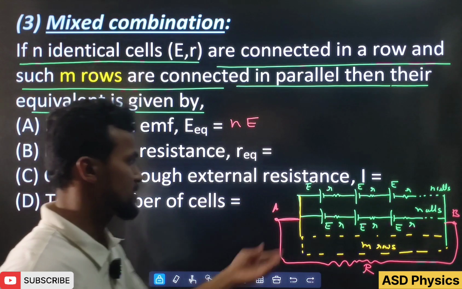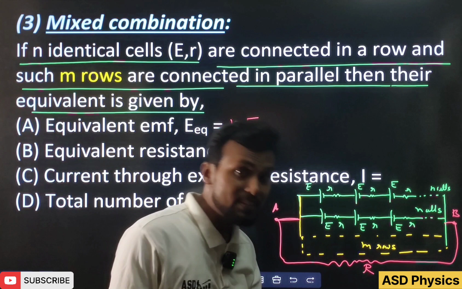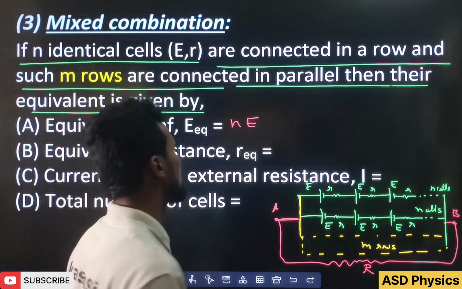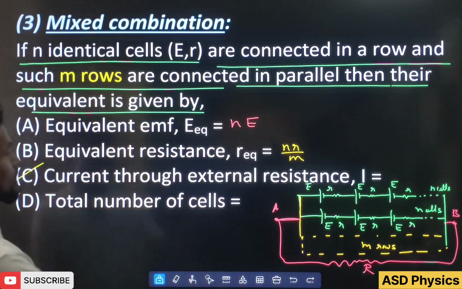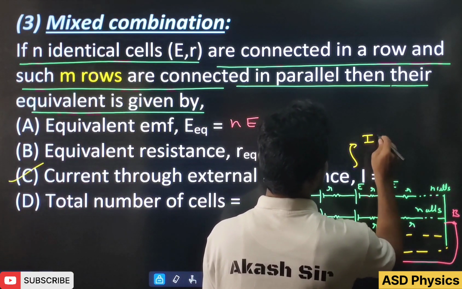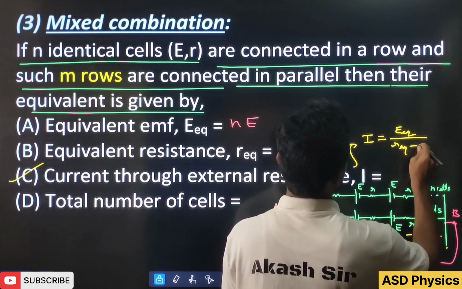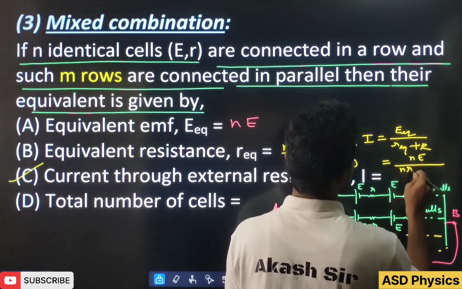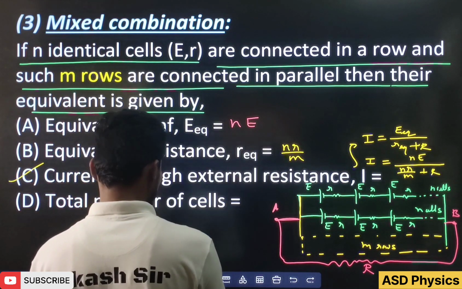Similarly, the equivalent resistance. In the first row, the total resistance is nr. In the second row, nr. Like that, all are connected in parallel. So if 2 rows are there, nr by 2, if 3 rows, nr by 3. Like that, how many rows are there? M rows, so it will be nr by m. Great. Now see the current. The current through the external resistance, this I, is given by E equivalent over r equivalent plus capital R. E equivalent means nE, r equivalent means nr by m, plus capital R. This is going to be the I.